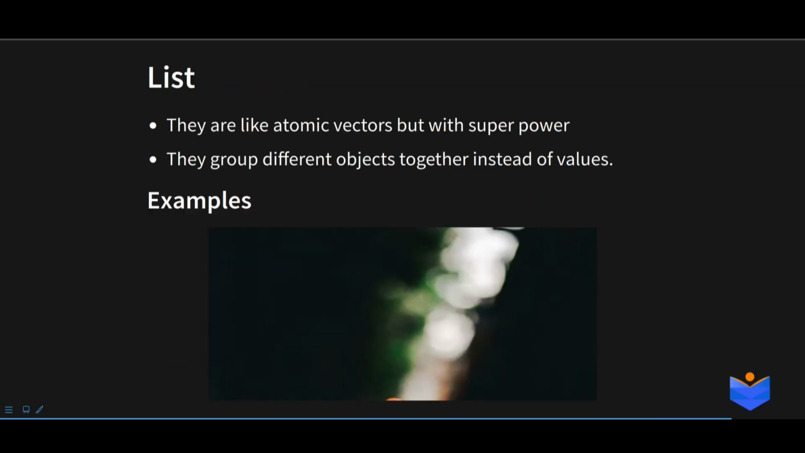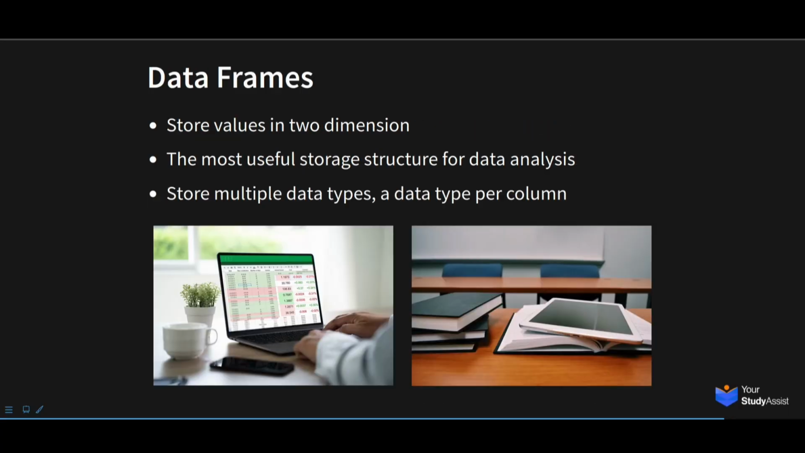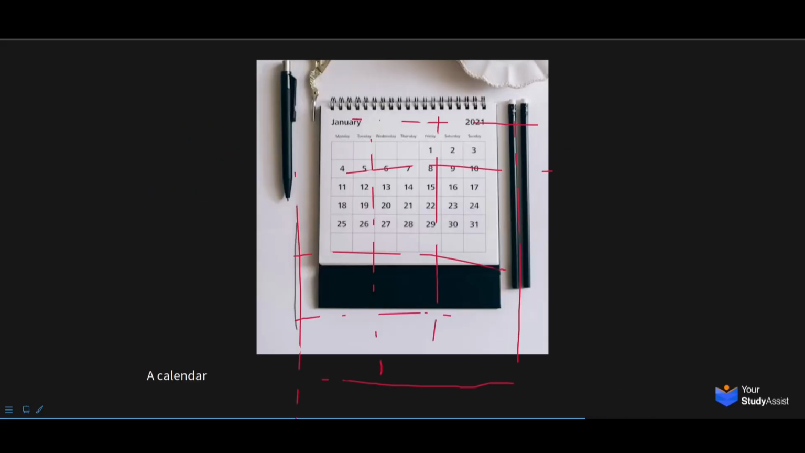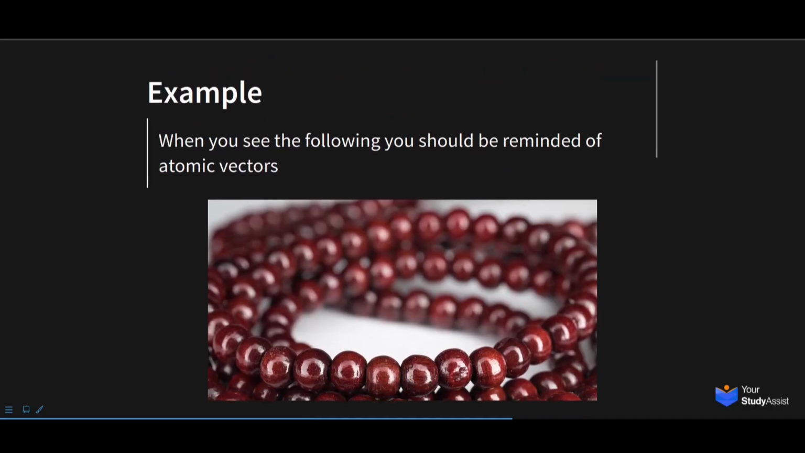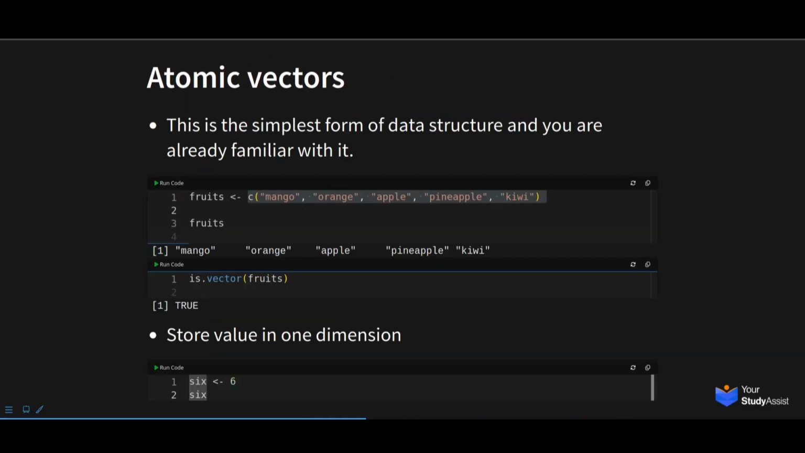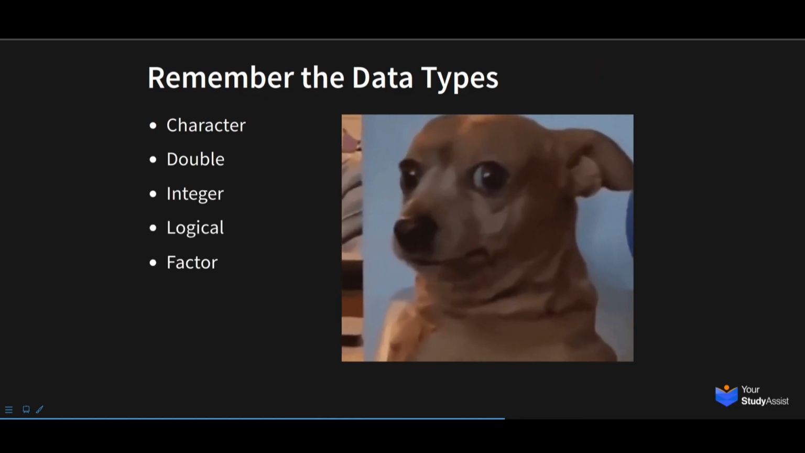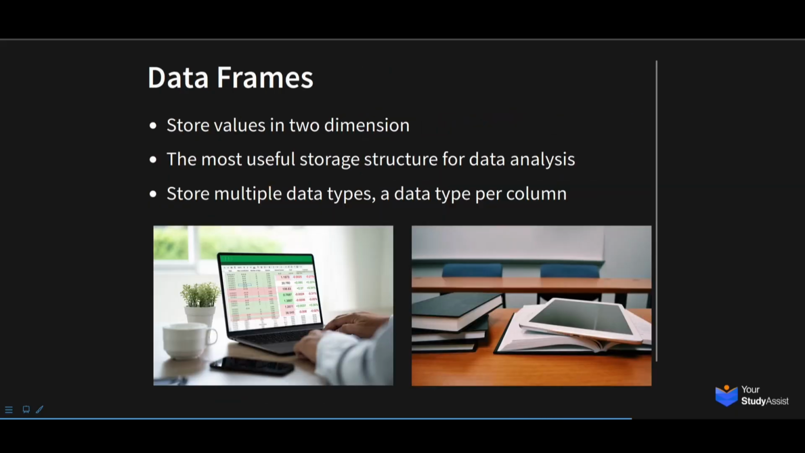Lastly, to lists. Lists are actually like atomic vectors, but they are atomic vectors with superpowers. And that's because they group objects together instead of values. Atomic vectors store values and can only contain one data type, while lists store objects. This implies that lists can store data frames, they can also store matrices, they can store atomic vectors. So a list is like a storage for everything.